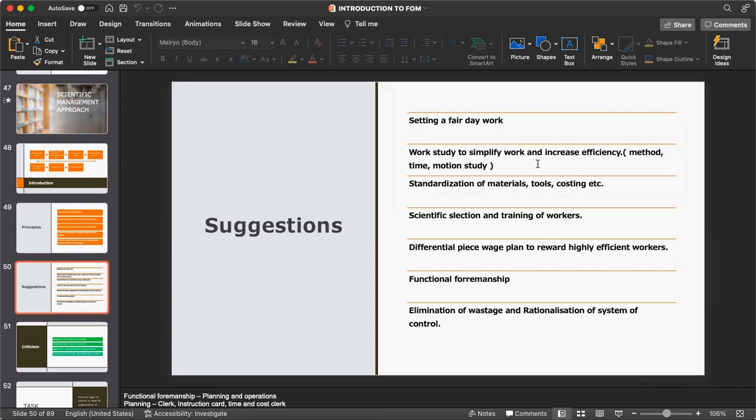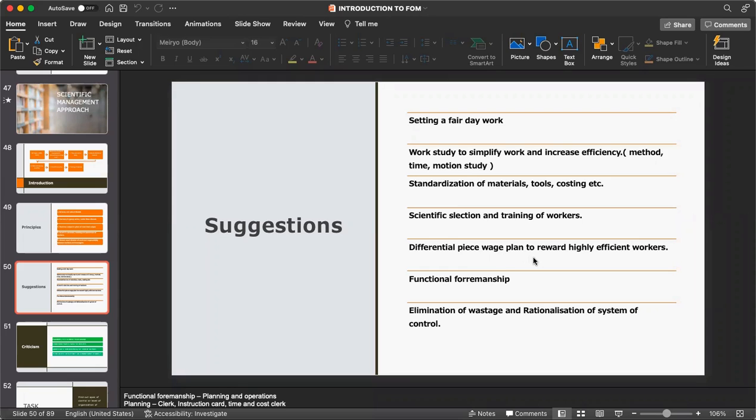Work study to simplify work and increase efficiency means how the company can use very good technology, good skills and training of the workers so that they can improve their quality and their efficiencies. There should be standardization of material, we discussed already. Scientific selection, we discussed already.